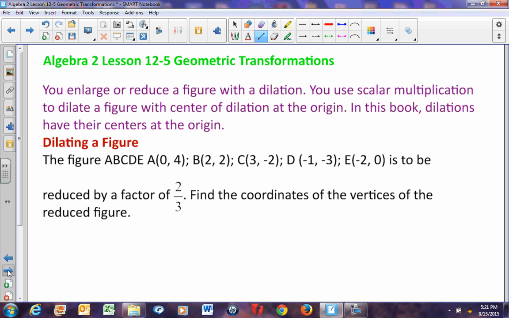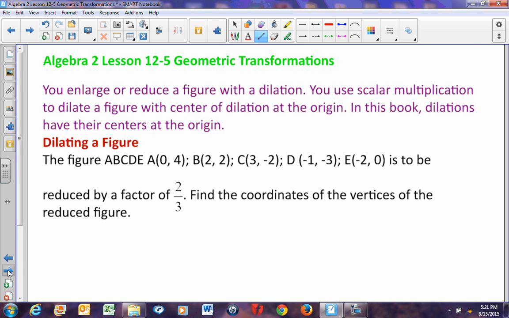We use scalar multiplication to dilate a figure with the center of dilation at the origin. In this book, all dilations have their centers at the origin, which is nice. So if I'm going to dilate a figure A, B, C, D, E, with A being (0, 4), B being (2, 2), C being (3, -2), D being (-1, -3), and E being (-2, 0), it is to be reduced by a factor of 2/3. Find the coordinates of the vertices of the reduced figure.